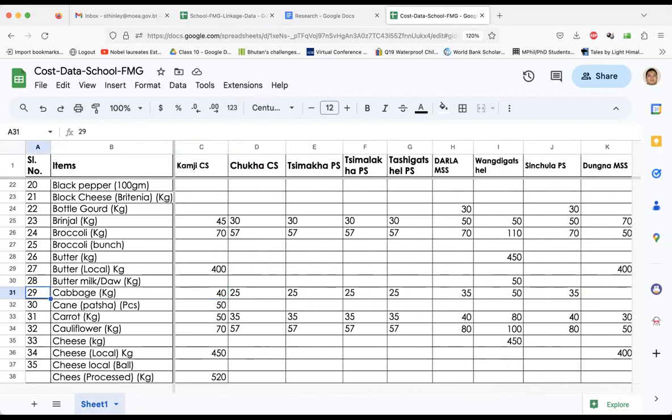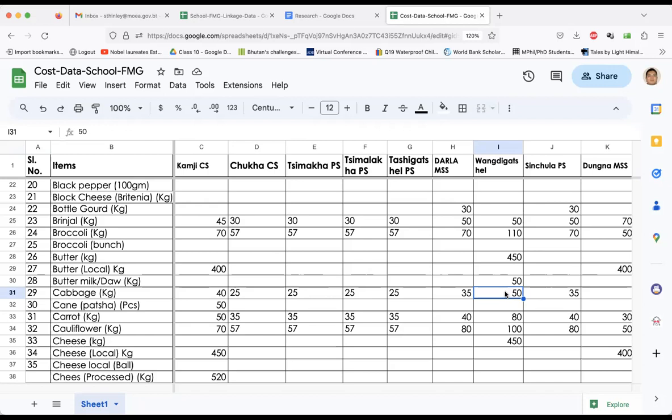So which price is correct? Which is the right price to charge? Is it 25 or 40 or 50? The simple thing to say is these schools are located at different locations, so transportation charges matter. In Chuka Central School cabbage is only 25, whereas in Wongdi Gatsel, which is near Phuntsholing, it is 50. Because of about 50 kilometers of transportation, does the price double? This is the research question: does transportation really matter that much in terms of price fixation?